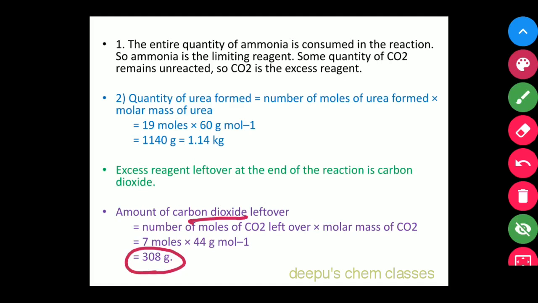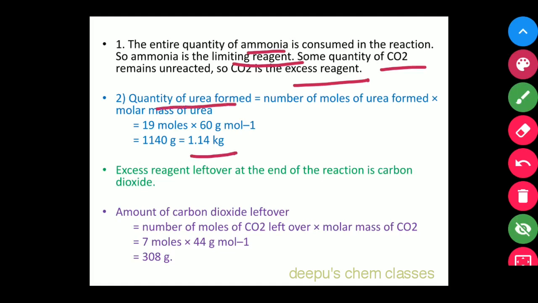So from the question and from the data observed from the balanced chemical equation, we find out which is the limiting reagent and which is the excess reagent. Ammonia is the limiting reagent, carbon dioxide is the excess reagent. Then the quantity of urea formed is 1.14 kilogram, and the excess reagent amount present is 308 gram. From a balanced equation we can infer these details. Do you understand?